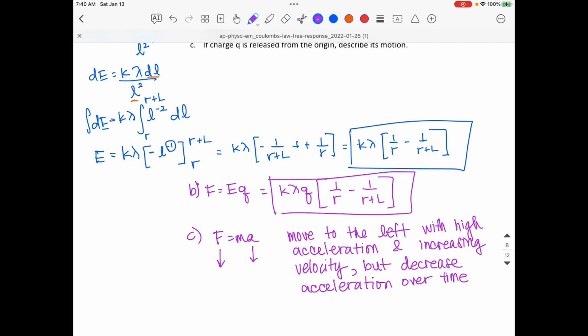Acceleration will therefore do the same. And so the charged particle is still going to increase velocity. It's just going to increase velocity at a smaller and smaller rate. So that's what I mean by decreasing acceleration but increasing velocity.